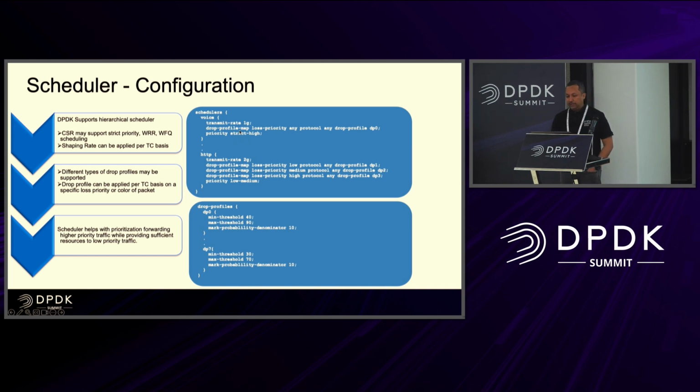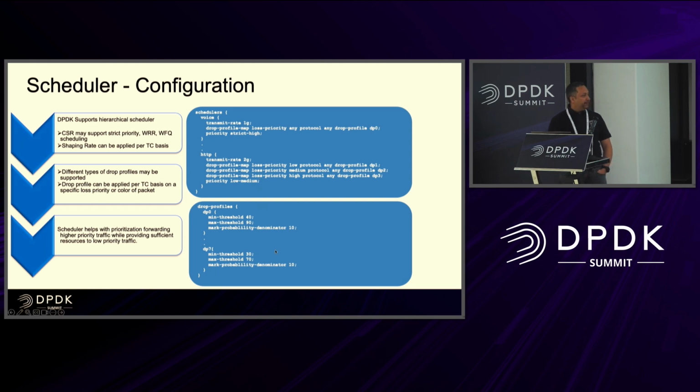Now, like I mentioned earlier, in strict priority scheduling, higher priority queues can starve the low priority queues. So that's where this transmission rate or shaping rate comes into the picture. You can configure a specific rate on the higher priority queue. Then you don't starve the low priority queue, and traffic can be tuned accordingly.